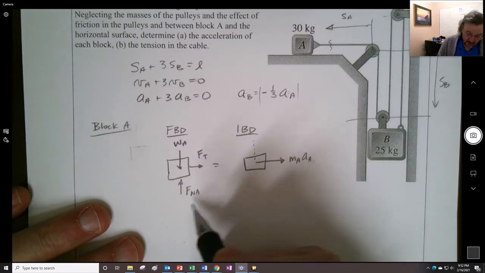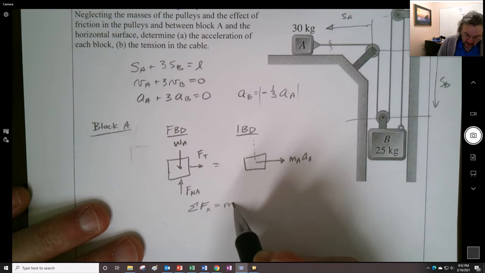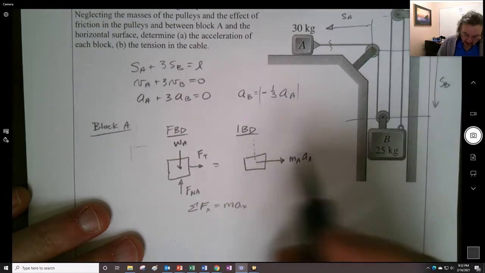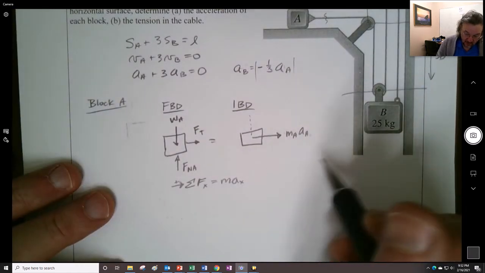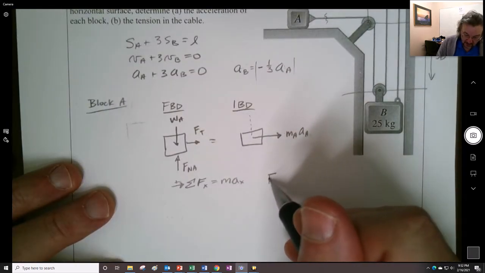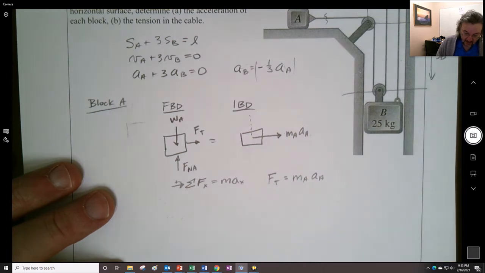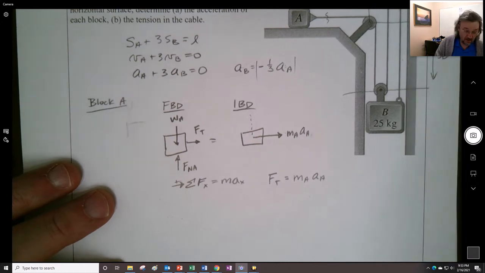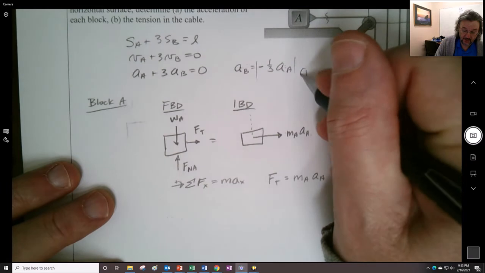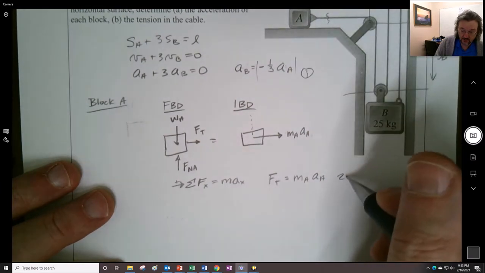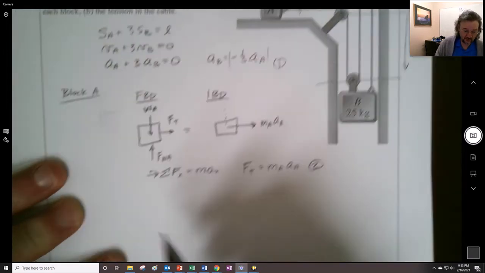So when we're done with this, we could say the sum of the forces in the x direction is equal to mass times acceleration in the x direction. We declare that being positive. So we write this out and say very simply that Ft is going to be the mass of A times the acceleration of A. And we really don't know anything more than that. We might put up here, by the way, that was equation 1. This is equation 2. Now we're going to do block B.